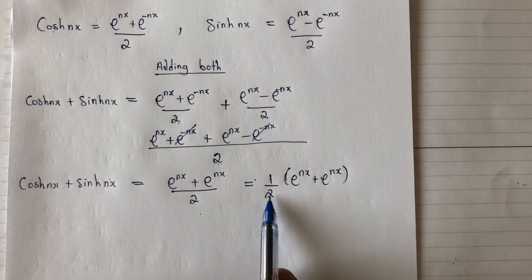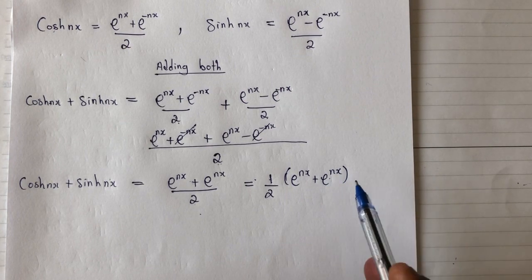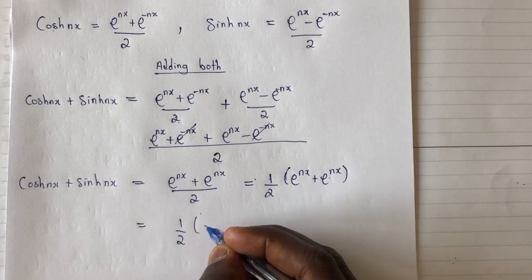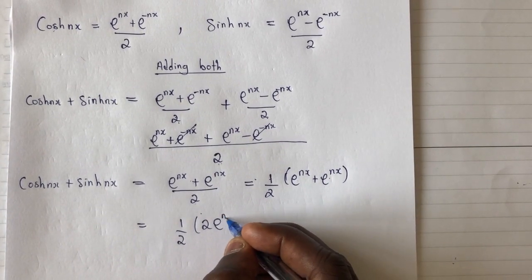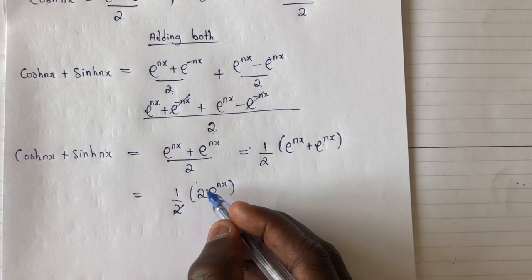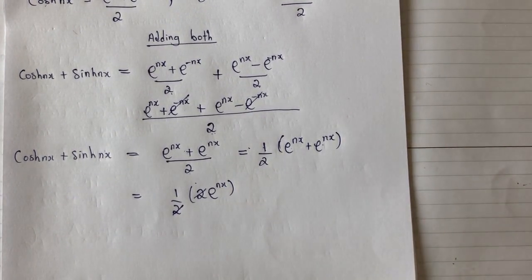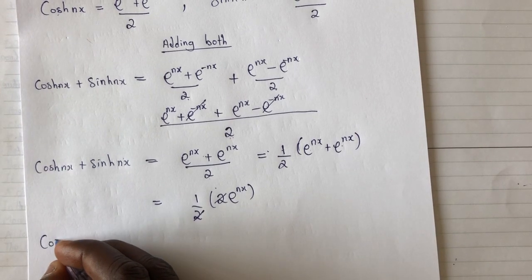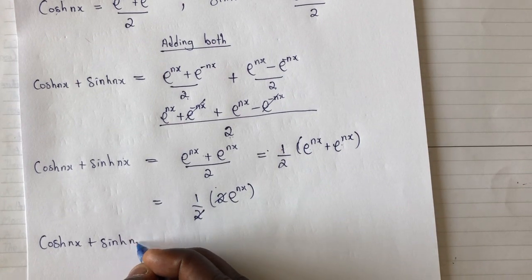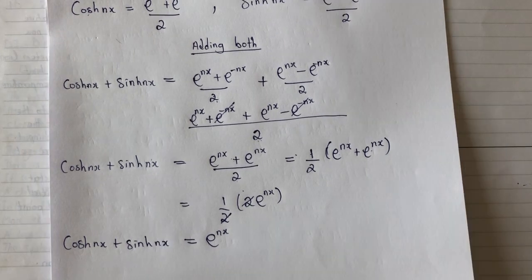So that when I multiply 1 by this, I'll get this. 2 by the division 1, I'll also get the same function. This plus this will give me 2e raised to the power nx. So this is giving us 1/2 multiplying 2e raised to the power nx. And so therefore, these 2 will now cancel this one, giving us e raised to the power nx. So therefore, cosh nx plus sinh nx equals e raised to the power nx.